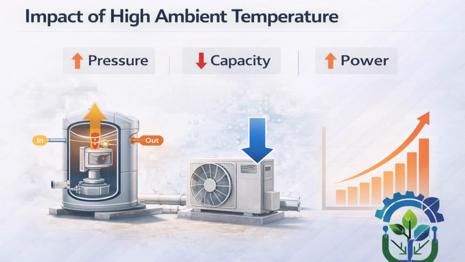Now let's understand the impact of high ambient temperature. As outdoor temperature rises, it affects the condenser. As the condenser pressure increases, compressor discharge temperature rises, cooling capacity drops, and power consumption increases drastically. This is not a defect, this is basic thermodynamics.